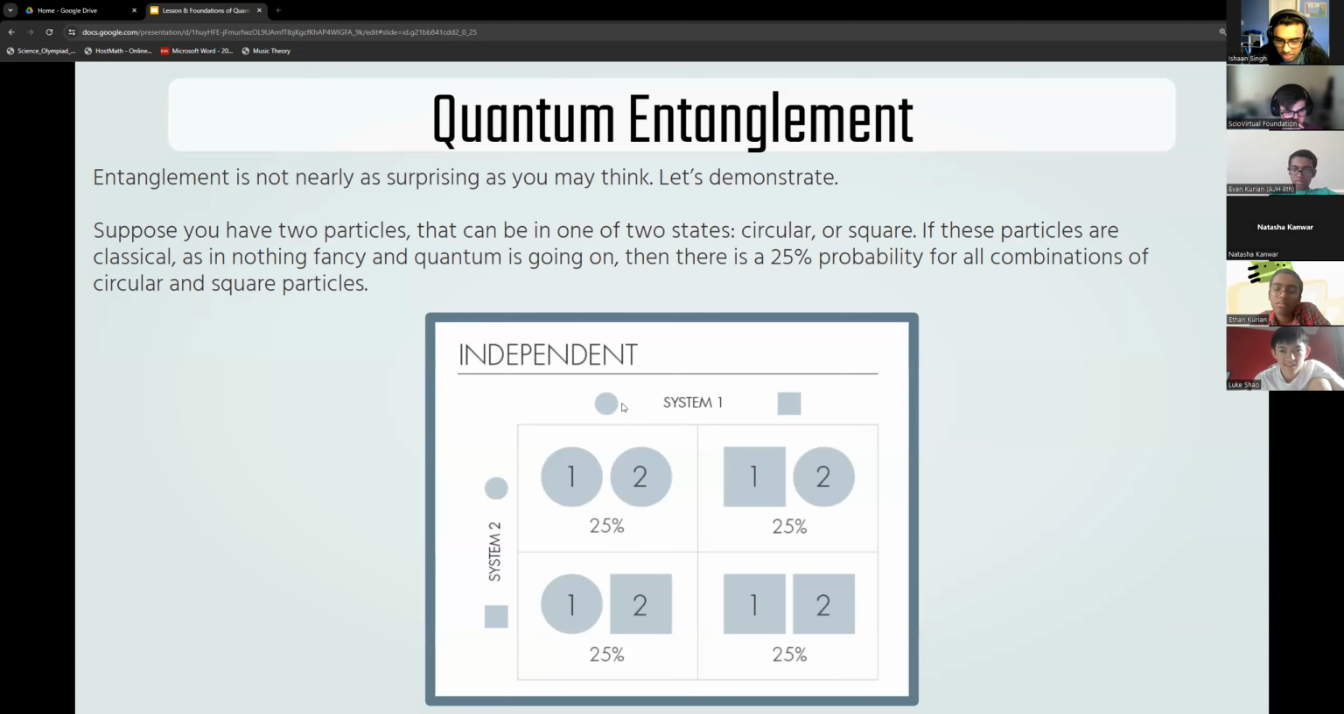Since each of them have a 50% chance of being circle or square, you have a 25% chance for each of these combinations of circle, circle, square, circle, circle, square, and square, square.